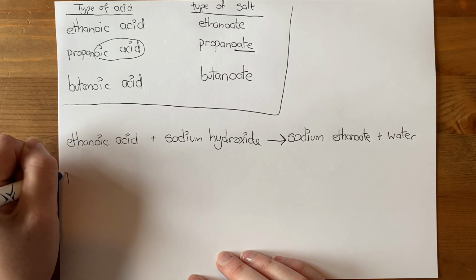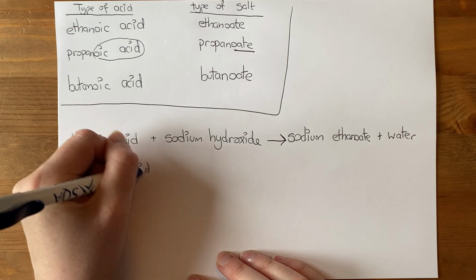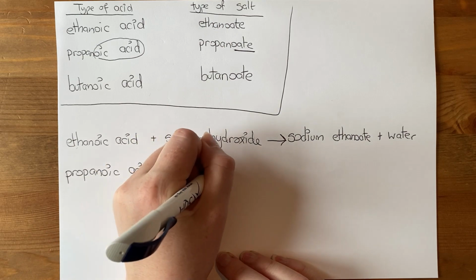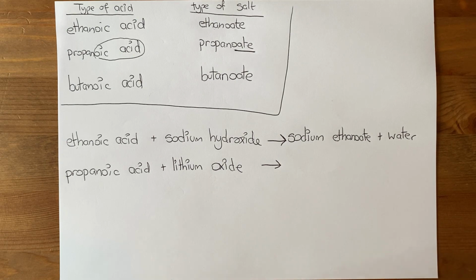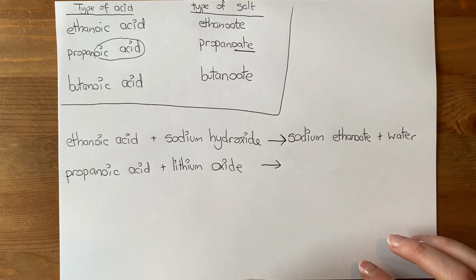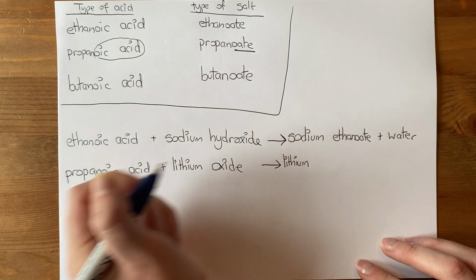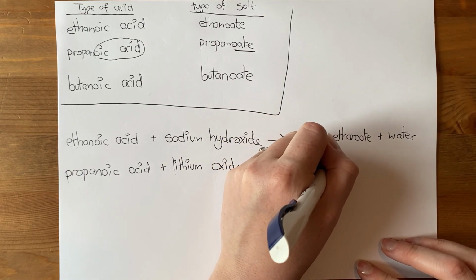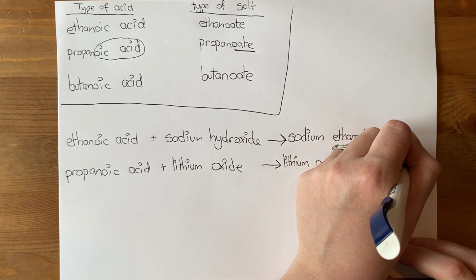What if I used propanoic acid and we used, this time, lithium oxide? What will my products be? You can have a pause, you can have a think. But propanoic acid plus lithium oxide is going to take the first part of my base, which is the metal, which is lithium, and the type of salt from my acid, propanoate, plus water. It's important.